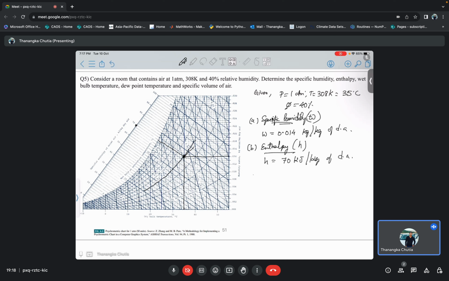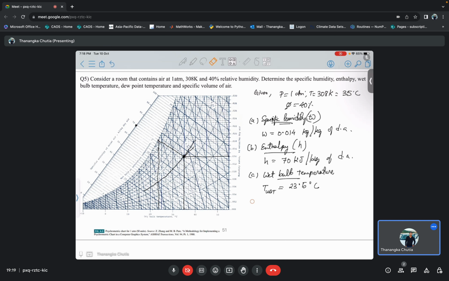Next is wet bulb temperature. For wet bulb temperature, we will go to here, and from here we will draw a vertical line, and this is something like 21, 22, 23. So you can write this as T wet bulb is equal to 23.5 degrees Celsius. So that is your wet bulb temperature.